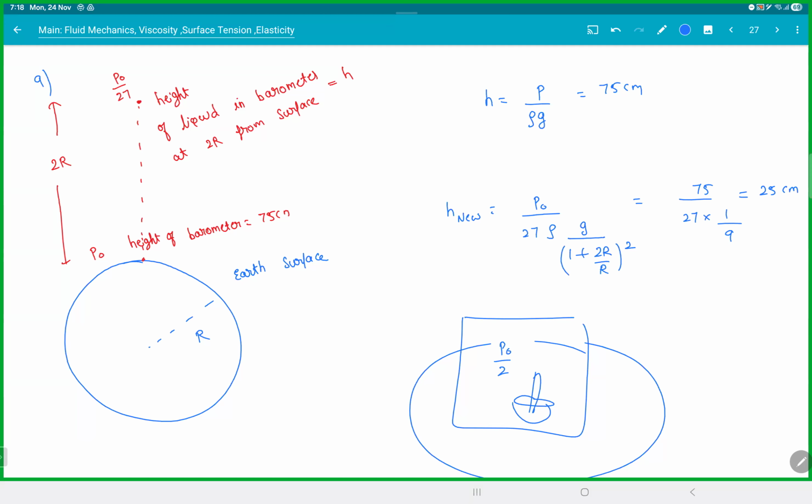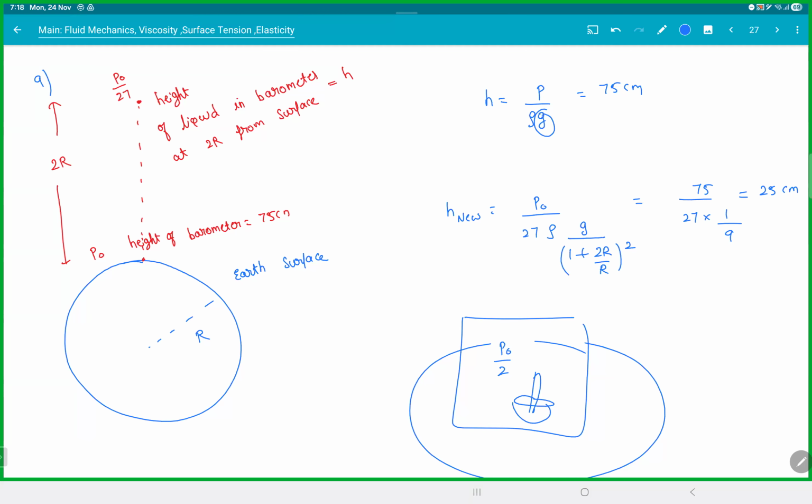I confused you by saying there's a P0 by 2. If you didn't say that, maybe you would have guessed it. Inside the satellite, what is the G effective? 0. Everything will feel weightlessness. Your entire weight is used to provide the centripetal acceleration, isn't it? So anything that you keep in a satellite will feel as if there is no gravity, means G is 0.